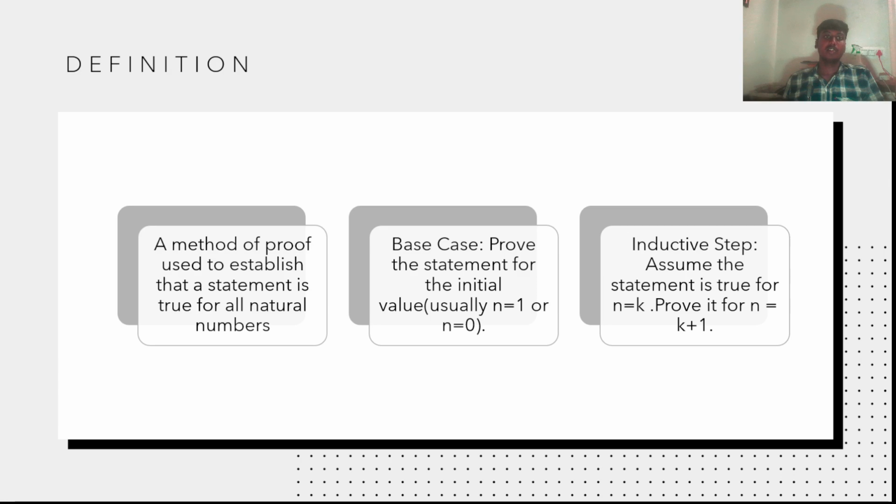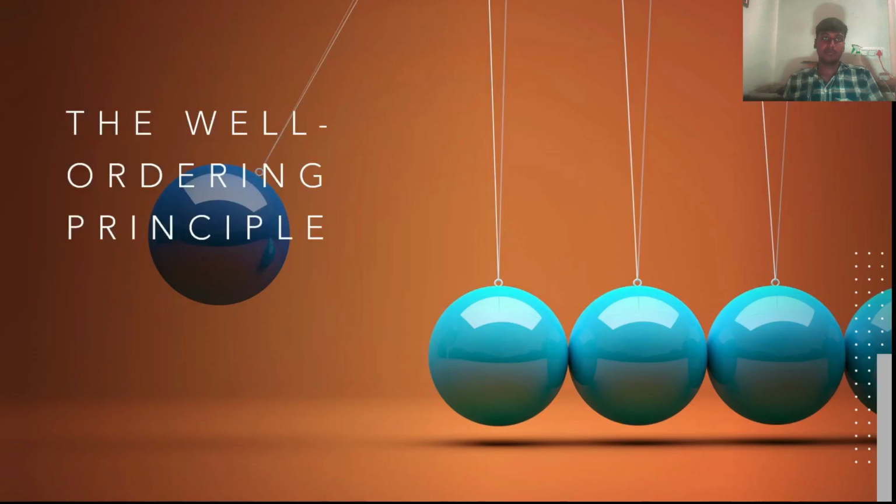Definition: a method of proof used to establish that a statement is true for all natural numbers. Base case: prove the statement for the initial value, usually n equals 1 or n equals 0. Inductive step: assume the statement is true for n equals k and prove it for n equals k plus 1.